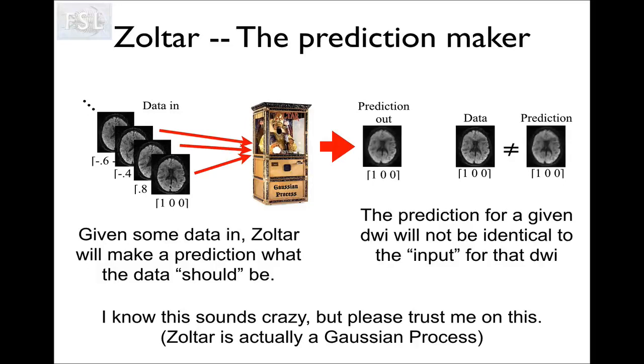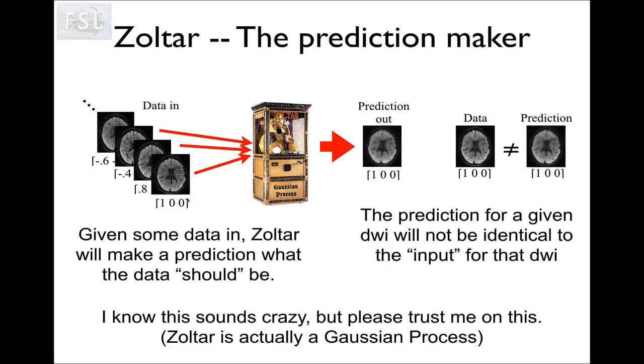So what we have here is the first diffusion-weighted image with a diffusion gradient 1, 0, 0, and then another gradient, another gradient, another gradient. All of this has been fed into Zoltar. We now ask Zoltar, okay, what is your prediction? What do you think that the diffusion-weighted image with diffusion gradient 1, 0, 0 should look like? And importantly, the prediction is not identical to what was actually put in with that diffusion gradient. I'm going to come back to exactly how Zoltar works and exactly what he is. As I said, he's a Gaussian process.